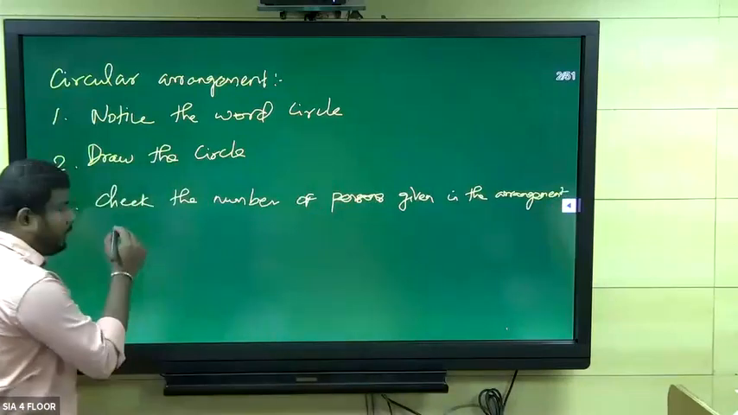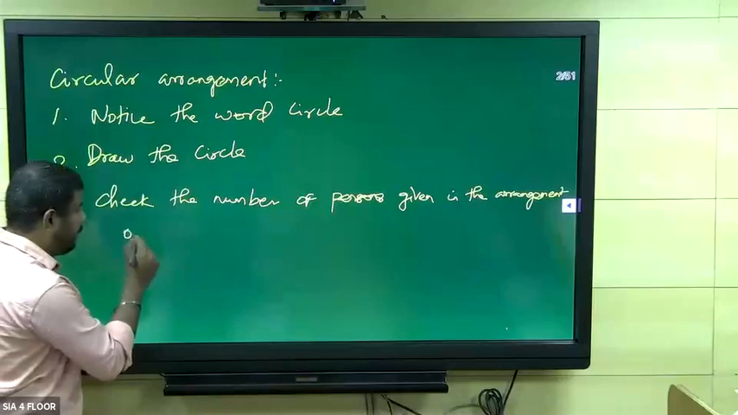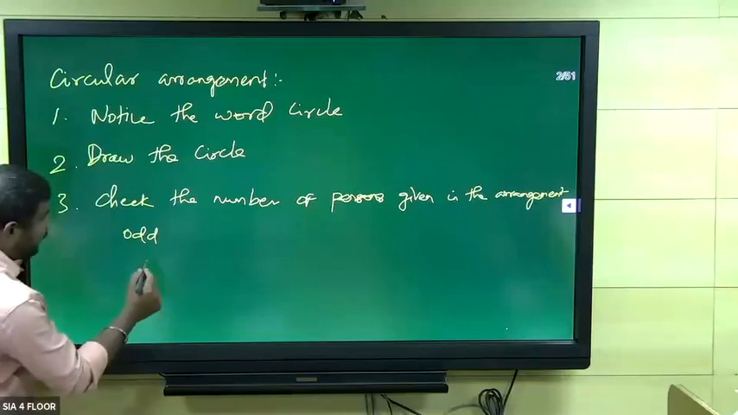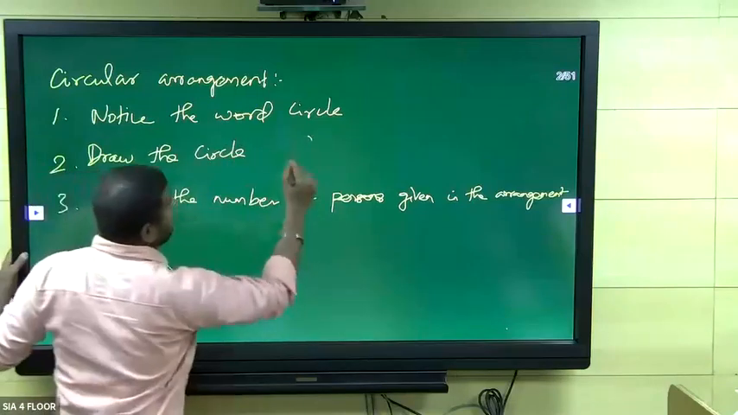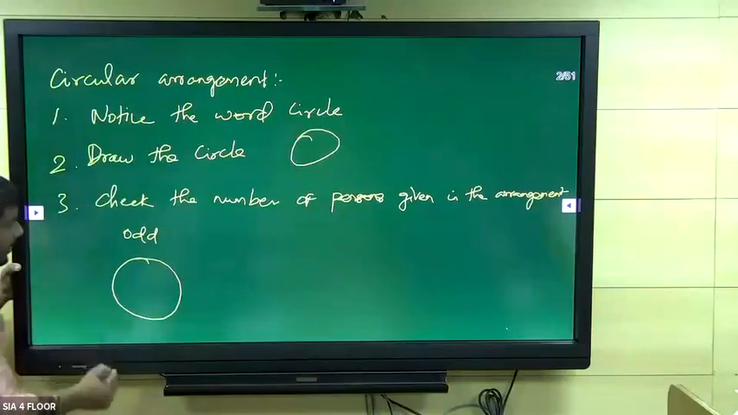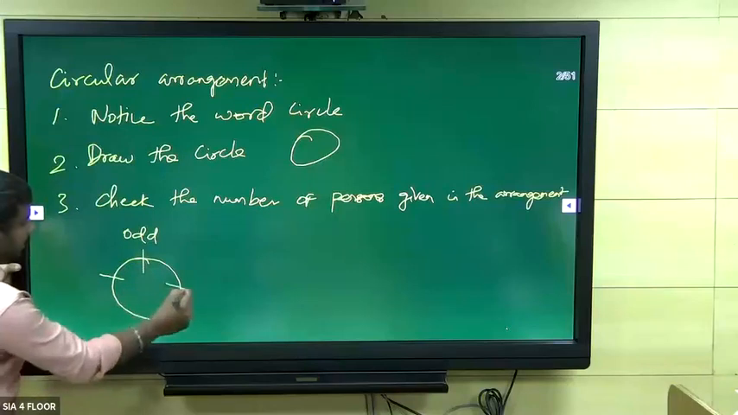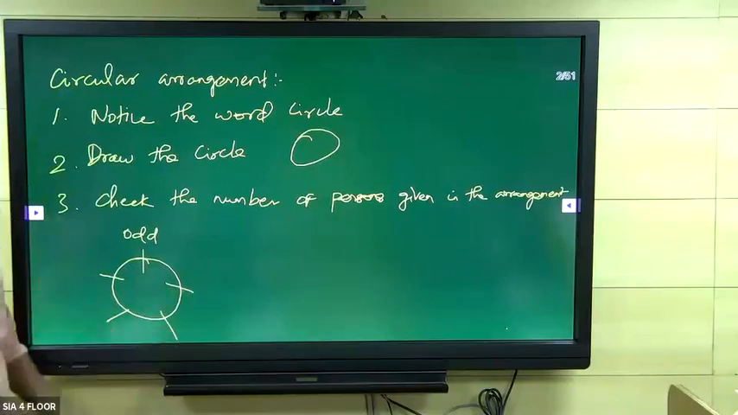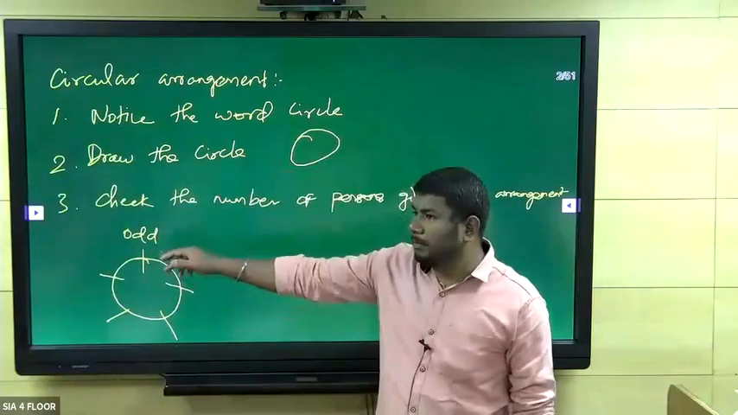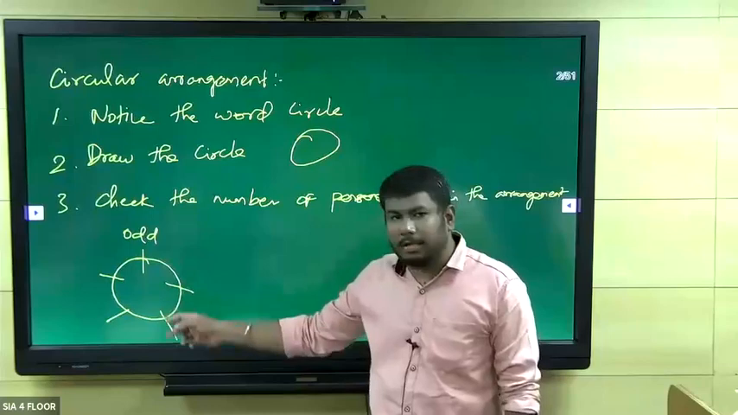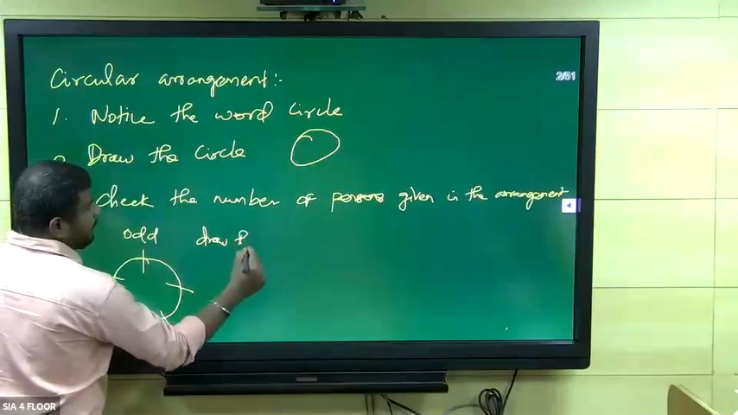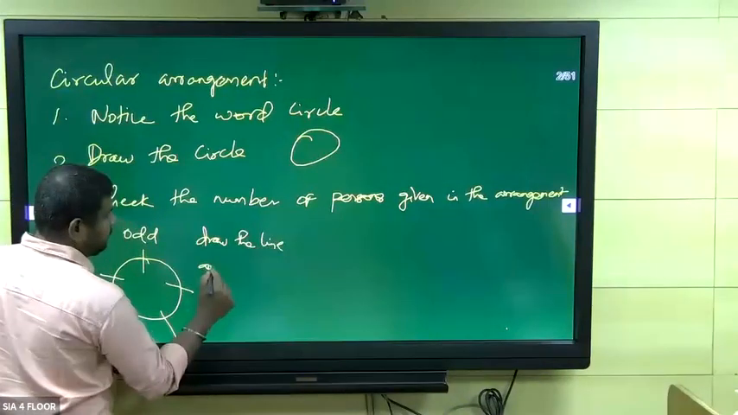If the given number of persons is an odd number, then notice the word circle, draw the circle. If the given number of persons is odd, we can draw the line anywhere in the given circle. The line represents the persons. The line denotes the person. So draw the line anywhere in the circle.